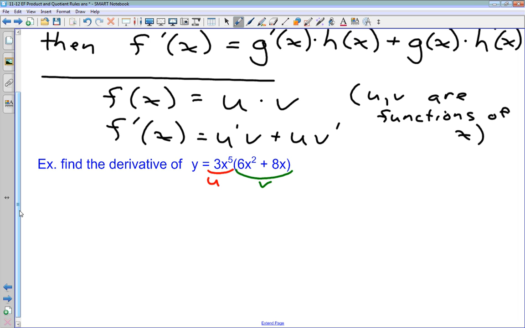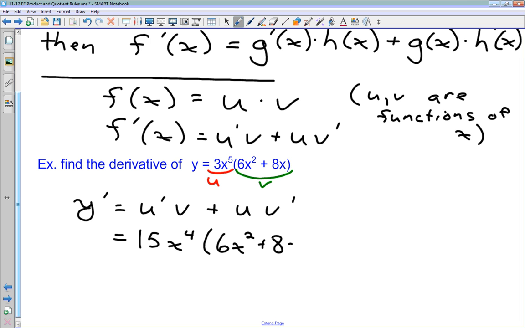So our derivative, let's call it y primed, is going to be u primed v plus u v primed. Now let's fill in what that's going to be for this actual function. What is u primed here? Well, if u is 3x to the power of 5, we can use the power rule to take the derivative of u. We bring down that 5, so it's going to be 15x to the power of 4. And then we multiply that by our original function v, which is 6x squared plus 8x. So we've got u primed, and then we've got v.